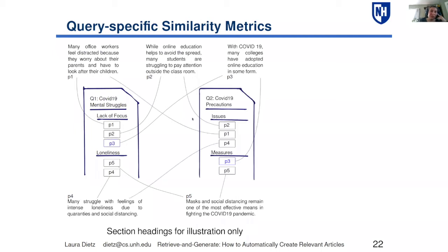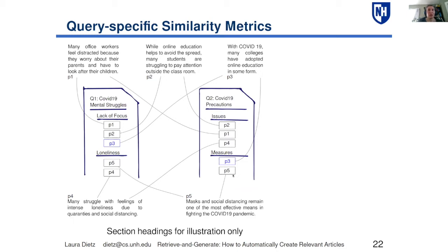The problem is if you had a slightly different query, such as COVID-19 precautions, you might want a different set of subtopics. One could be about issues, the other one could be about measures. And these two clusterings are different, despite the fact that they mention the same set of passages, right? So what I want you to take away from this is that if you want a relevant clustering, you need to take the query into account. It's so obvious that I hate that I still have to say it. And these clusterings are different. Even the grouping differs: here P3 originally was going with P1 and P2, and here we move P3 into another cluster.